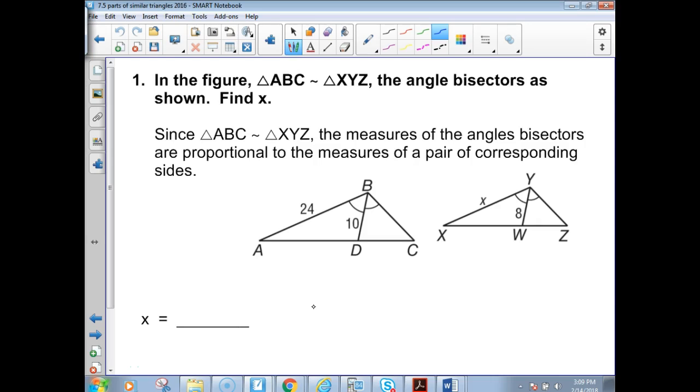All right, I'm going to call on a bunch of different people. Darylyn, you want to go first? Okay, so you chose to start with the angle bisectors, which is totally fine. 10 over 8 equals 24 over x. Since you have 10 from the first triangle, 24 needs to be on top over x. That will work. It's not the only way to set it up, but it's perfectly good. So multiply across: 10x equals 192. Divide by 10, and we get 19.2.